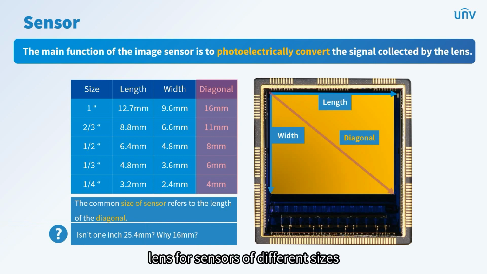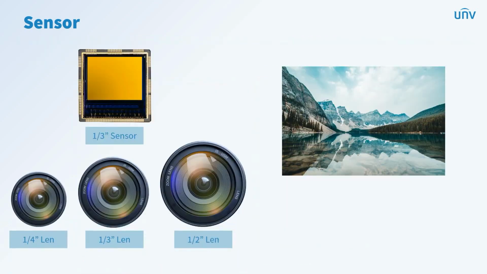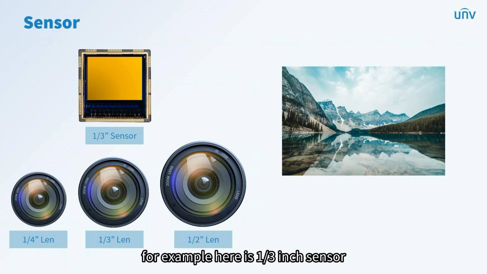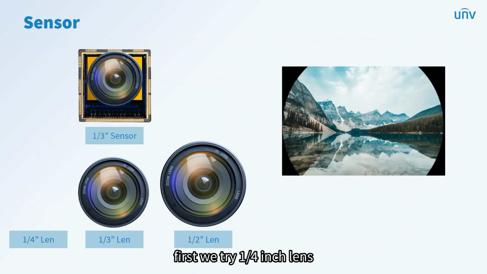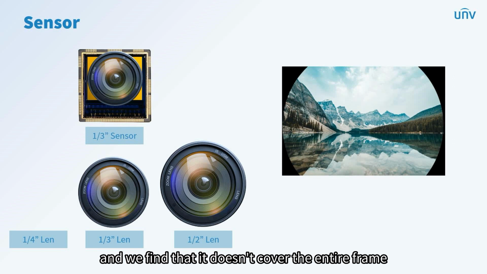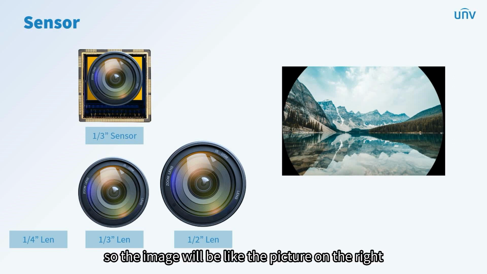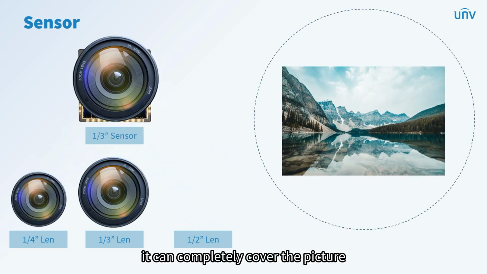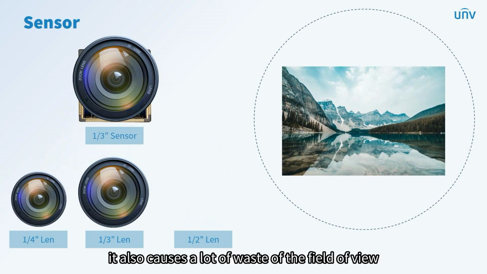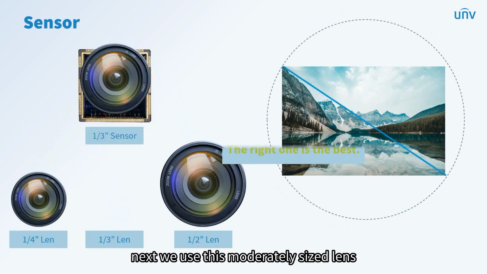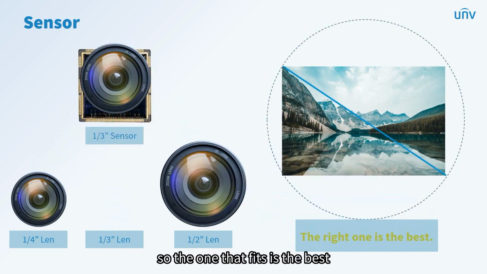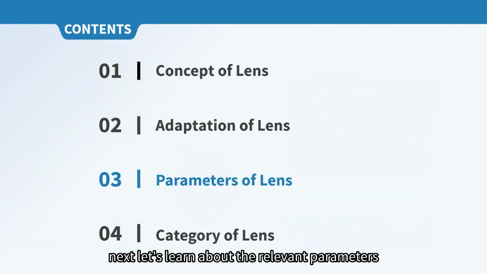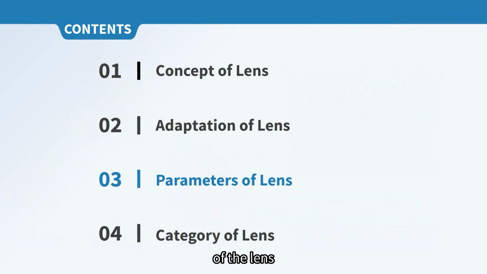How do we match the right lens for sensors of different sizes? For example, here is a 1/3 inch sensor. We have 3 lenses to choose from. First, we try a 1/4 inch lens, we put it on and we find that it doesn't cover the entire frame, so the image will be like the picture on the right, with black borders. Then, if we use a 1/2 inch lens, it can completely cover the picture, but because the lens is too large, it also causes a lot of waste of the field of view. Next, we use this moderately sized lens and find that it is just right, so the one that fits is the best. Next, let's learn about the relevant parameters of the lens.